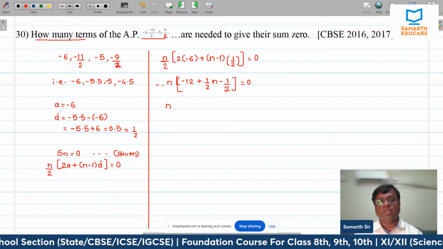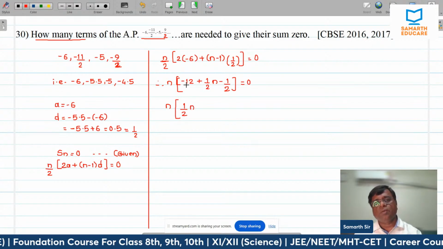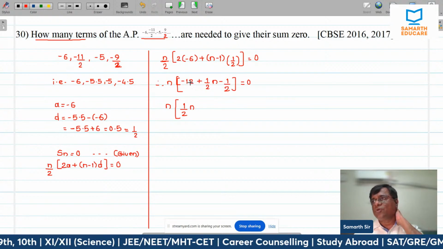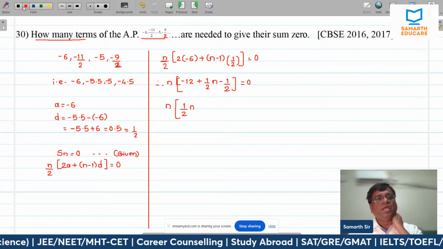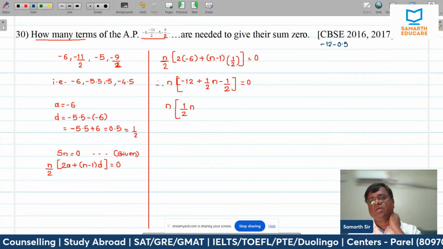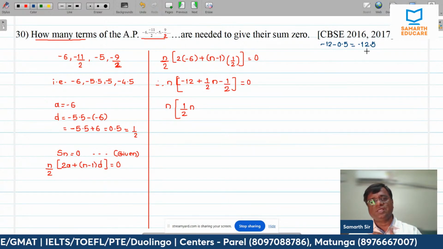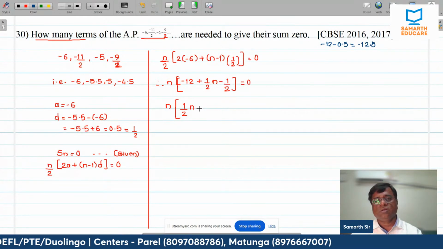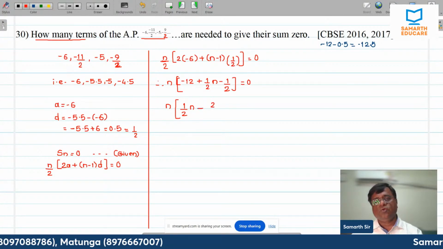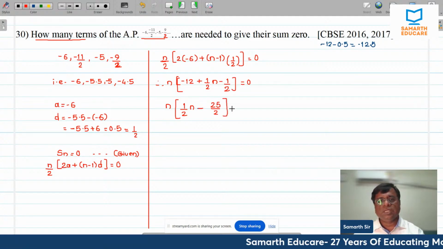So n into, this is half n. Minus 12 minus half. Remember, minus half matlab minus 0.5. Minus 12 minus 0.5 is minus 12.5. Minus 12.5 is what? Minus 25 upon 2. Okay, is equal to 0.